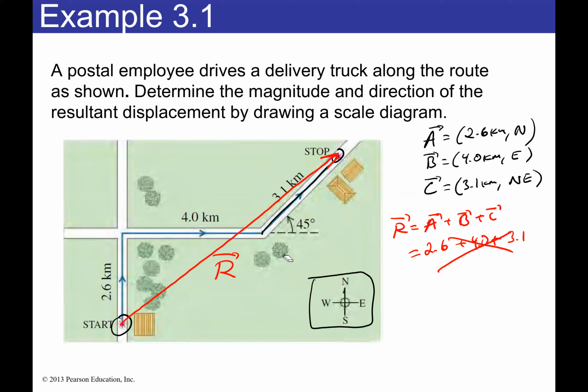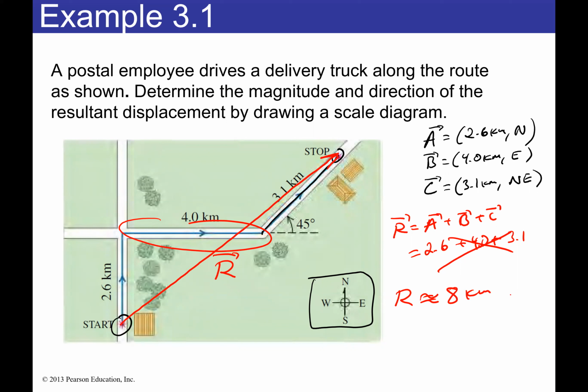For example, I can estimate that the size of R, you can see, is longer than any of my vectors. If I take this to be 4 kilometers, then I can see that this is probably about double that length. Vector B is 4 kilometers and vector R is about double that. So I would estimate this to be maybe 8 kilometers.